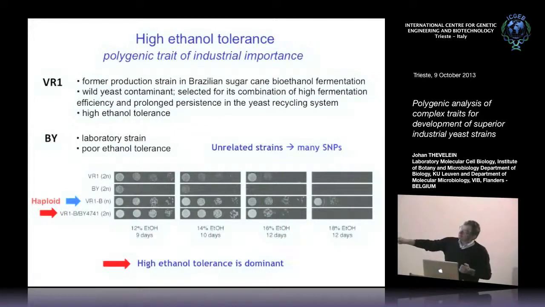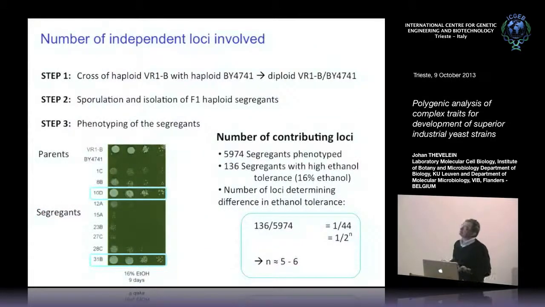The hybrid strain, the diploid made with the BY strain and the haploid Brazilian strain, also has high ethanol tolerance, indicating that high ethanol tolerance is a dominant property. So now we want to know what genes make the difference in ethanol tolerance between the two strains. So we sporulated the hybrid strain, and we phenotyped all the segregants for ethanol tolerance.